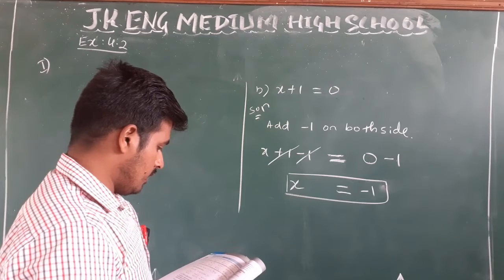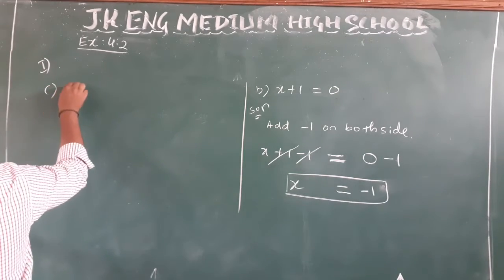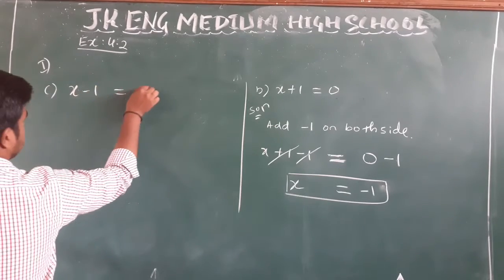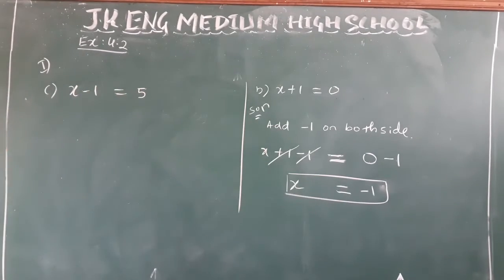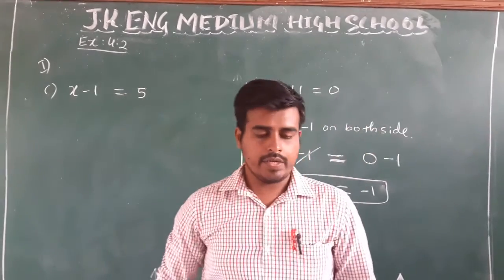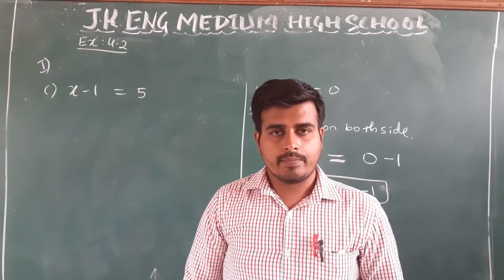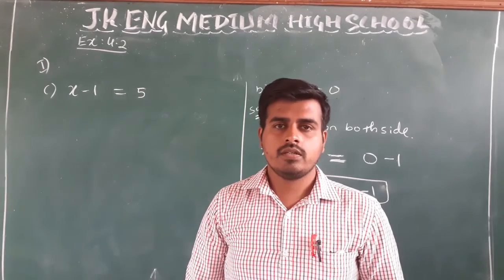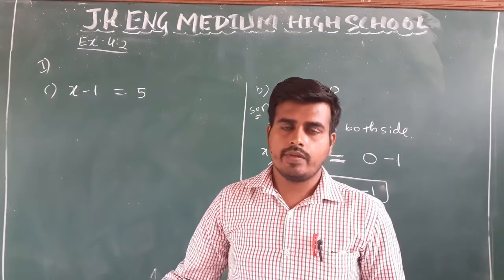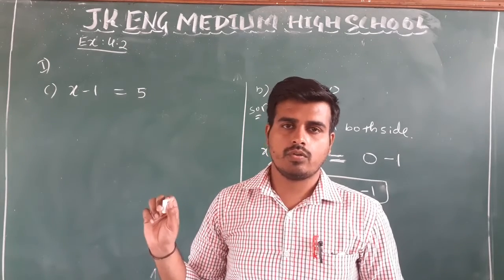See the question, x minus 1 equal to 5. Here you need to separate the variable. By separating the variable, you need to find out the solution of the equation. Separate the variable, and from that you need to find out the solution of the equation.